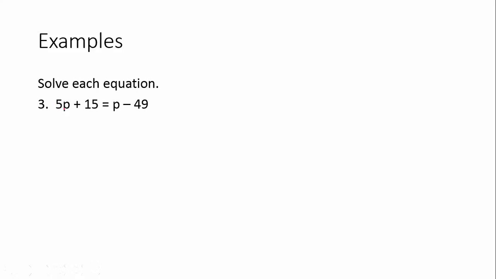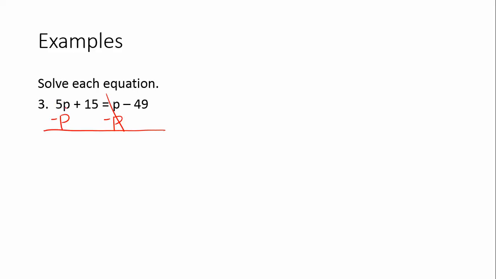So we have 5p plus 15 equals p minus 49. Remember that this p does have a 1 in front of it, so which one has the smaller coefficient? This one does. So we're going to subtract p from both sides. And you don't have to write that 1 in there, I just did that so that you remember there is a 1 there. So if we have a positive p or a 1p and we subtract 1p, those are going to cancel. That's why we do that.